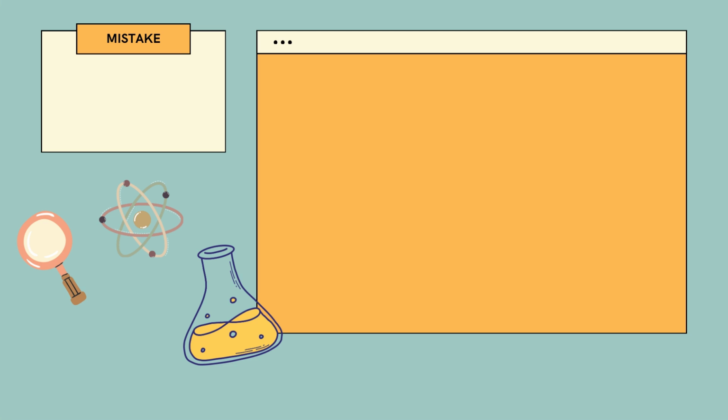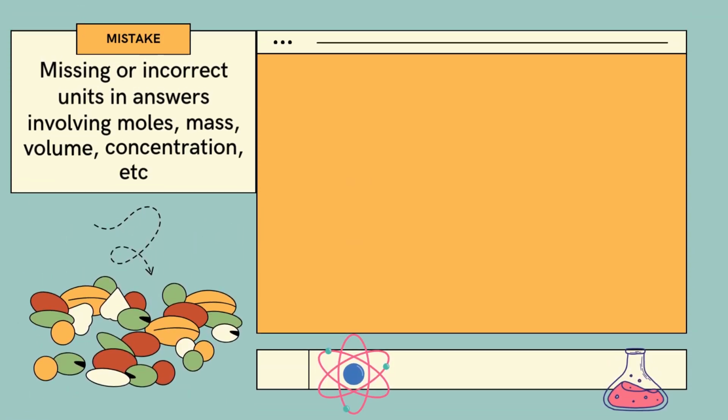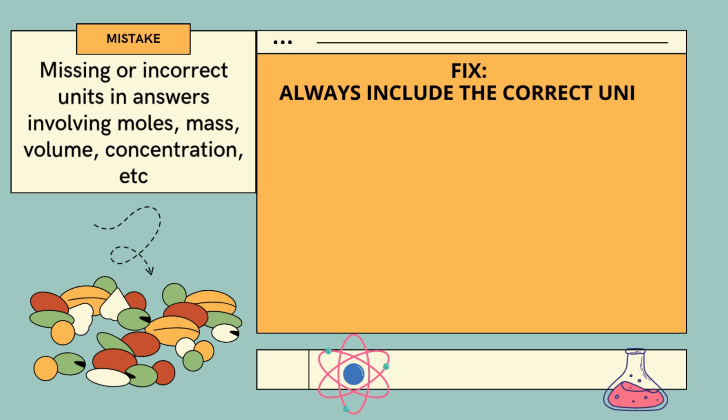Then you have the third mistake, which is poor use of units. Poor use of units in calculations means using incorrect units. The mistake is missing or incorrect units in answers involving moles, mass, concentration, volume. If you are using the wrong units, or not writing any unit, that's the mistake. Always include the correct units: grams for mass, mol for moles, cm³ or dm³ for volume, mol/dm³ for concentration, degrees Celsius for temperature, etc.